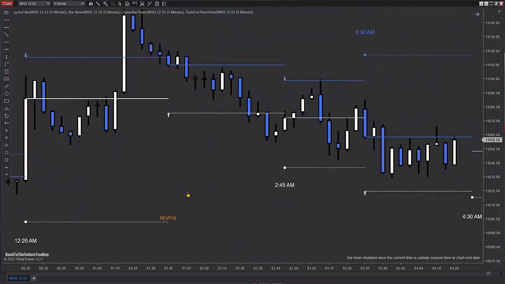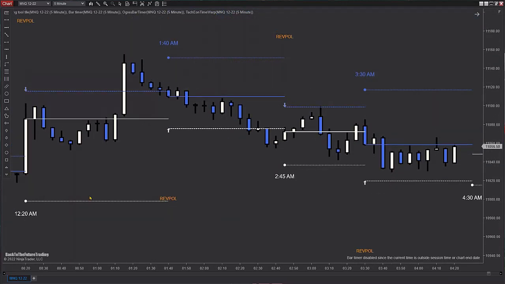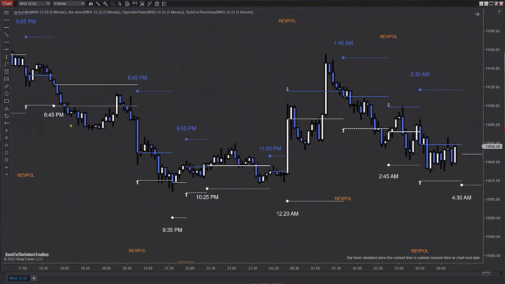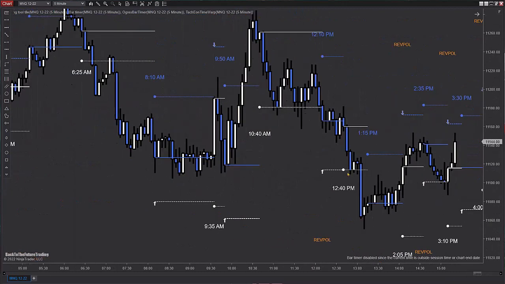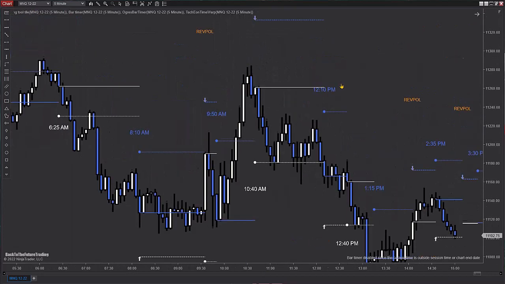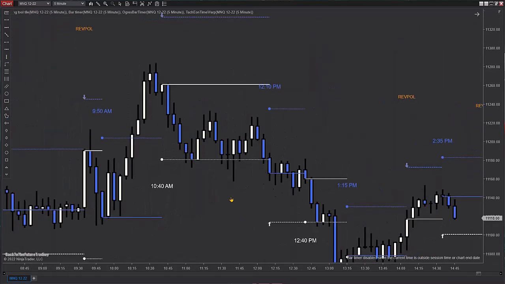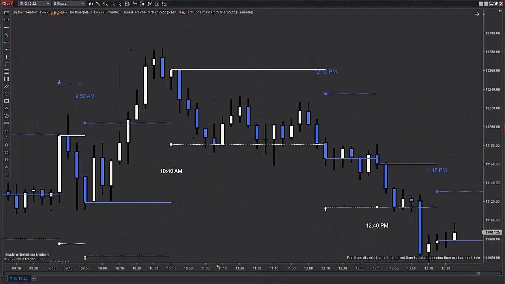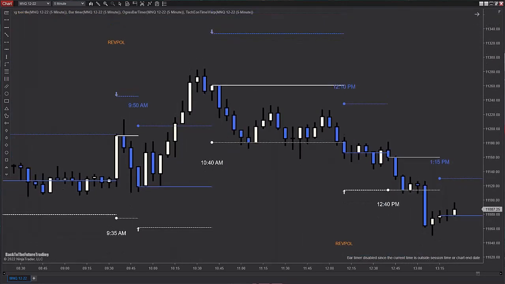So let's just do some brainstorming here. Let me just find something. I'm just going to cherry pick on purpose. Oh, check this rev pull out. This is from yesterday. Yesterday did so much better with rev pull.